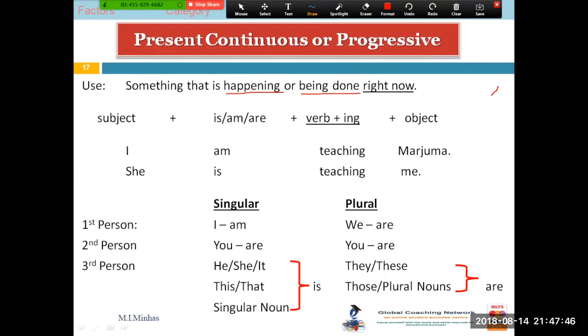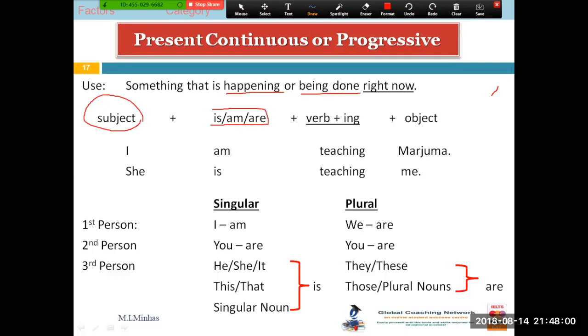Okay. Now the structure of this tense is very simple. There is a subject in the beginning, then it is followed by is, am, or are. Is, am, or are. And with the verb, we always use ing in present continuous tense.